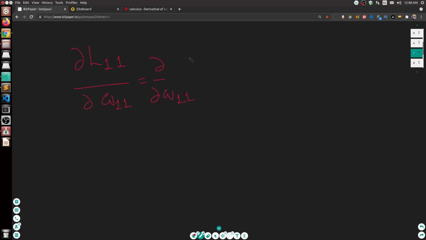With respect to W11, replace the value of H11, which is X1 multiplied by W11 plus X2 multiplied by W21. And again, if we simplify this, we will be left with X1 here. Okay, so now we got all the four components of our earlier expression for the chain rule.